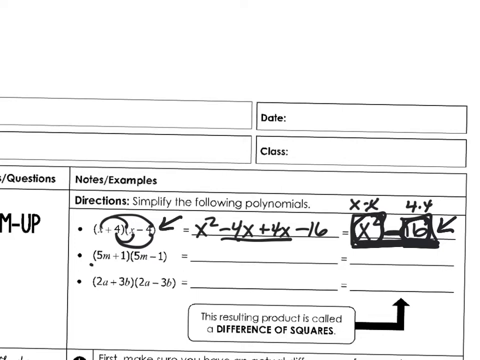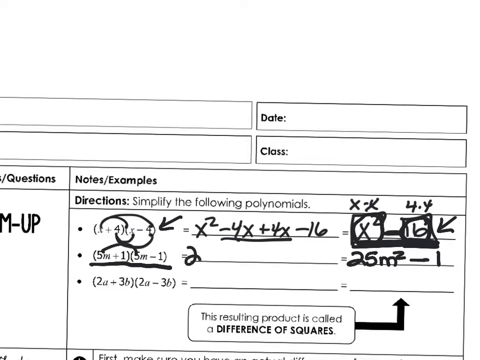Okay? So look at this one. You got 5m and 5m. So plus 1 and minus 1. So if you take 5m times 5m, you square it, you get 25m squared. Put your minus sign, and then the square of 1 is 1. So let's see if that works.